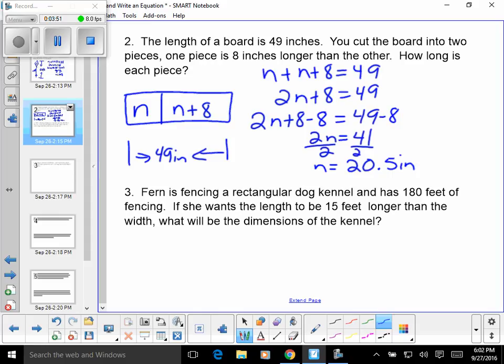Now notice that this question says how long is each piece. So I can't just quit with finding n. I have to take n plus 8 as well. So that's 20 plus 0.5 plus 8. So my longer piece is going to be 28.5 inches.